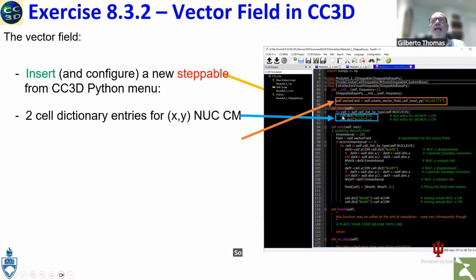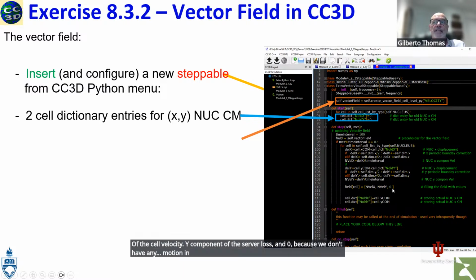So the field is an array where each element has three components: the vector components of the speed, the velocity. Since we are dealing only with a 2D simulation, the field cell here in line 110 is filled with the x component of the cell velocity, the y component of the cell velocity, and 0 because we don't have any motion in the z-axis.